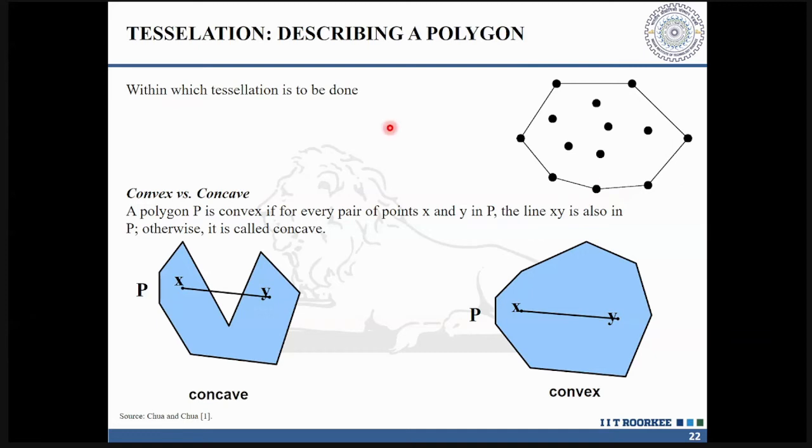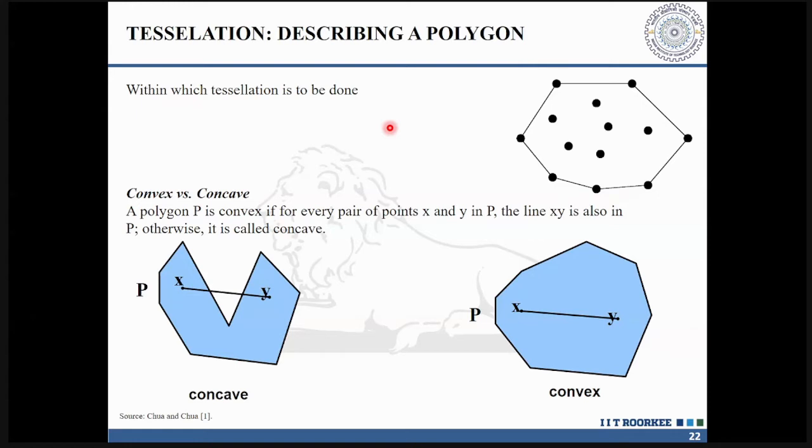Okay, fine. So there are two ways of creating a polygon. You can create a concave polygon, and you can create a convex polygon. So how to differentiate these two polygons?